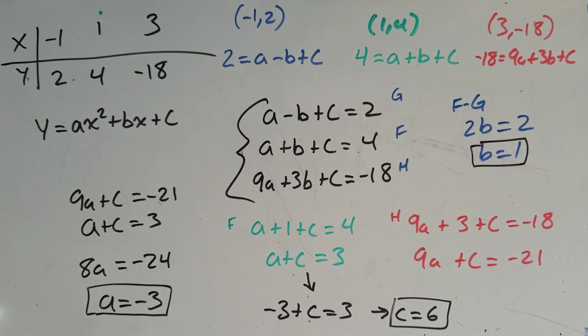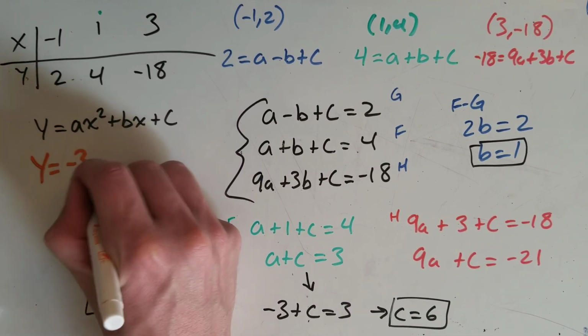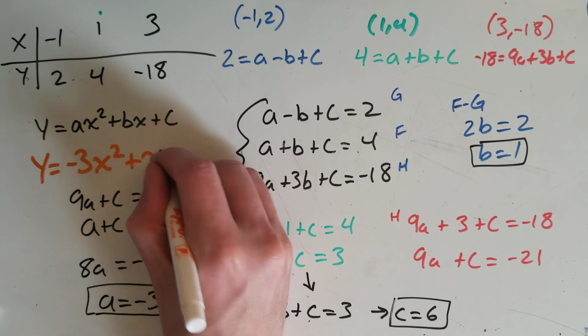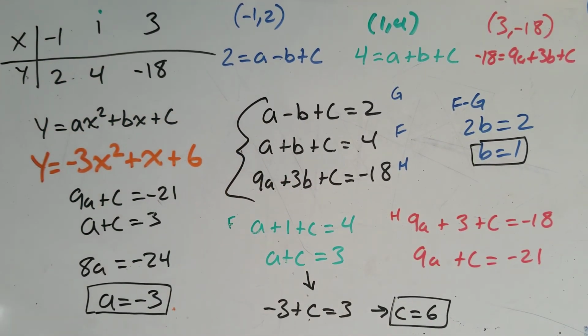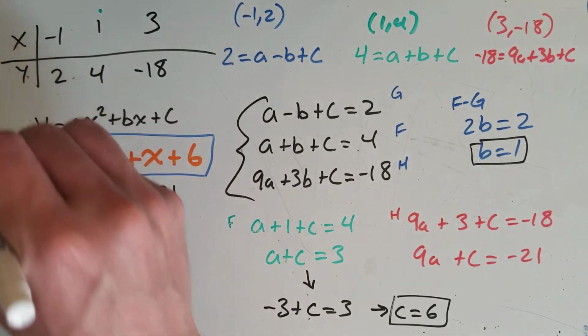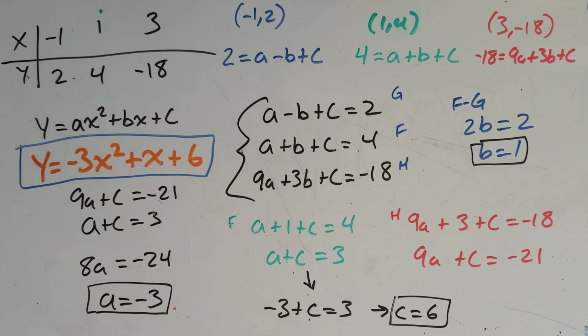So they're all going to come together now. a is negative 3, so y equals negative 3x squared. b is 1, so plus 1x. c is 6, so plus 6. And just like that, we've figured out the problem. And that is awesome. So that's the equation of the parabola that's going to go through these 3 points. A lot of work, all about staying organized and keeping on track, but I think it's really fun.